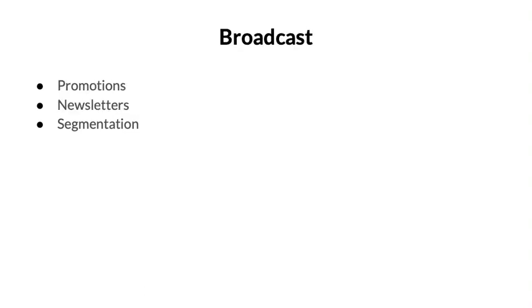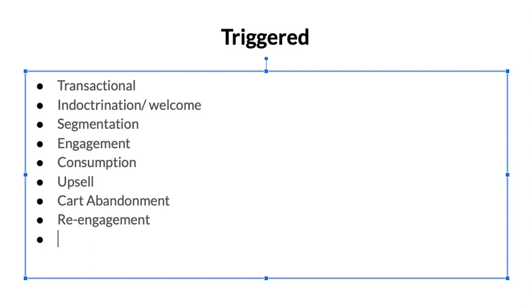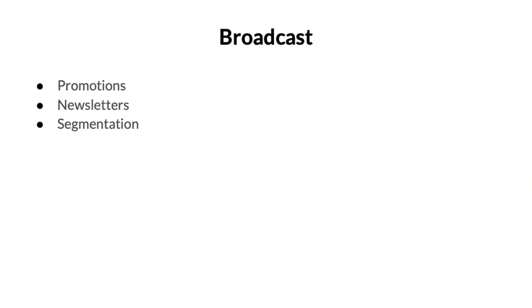And then types of broadcast emails is promotions, newsletters, and segmentation. Just realized there's one missing on here, very important one, which is promotion. So yeah, promotions are pretty simple. When you actually got something to tell people about that they could go and buy. A newsletter, just a regular weekly or monthly one.